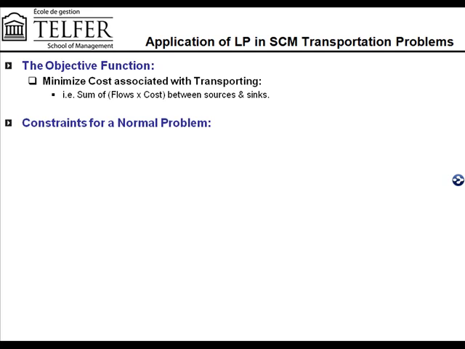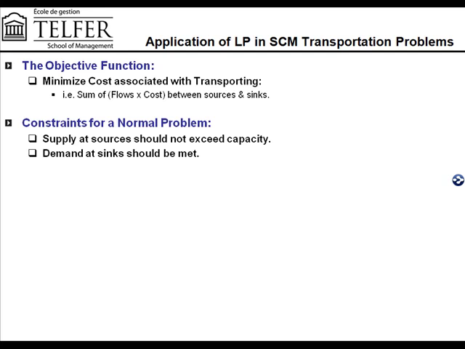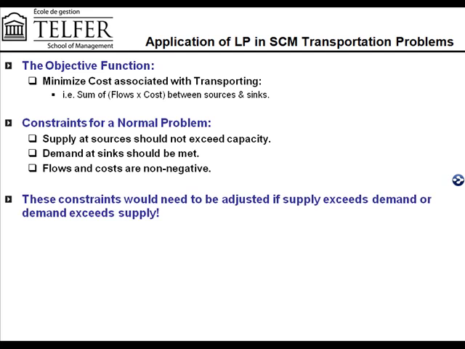In terms of the constraints of a normal transportation problem, your supply from the various sources should not exceed the maximum capacity of those supply points, which we just saw in the previous case. The demand at the various demand points or sinks should be met as well. That's your other constraint. The flows and costs should both be non-negative. The costs are typically given to you in a transportation problem, so those are considered to be the parameters of the problem. Flows are your decision variables, and that is what you're trying to work with and get different values for to find the optimum solution to the problem itself.